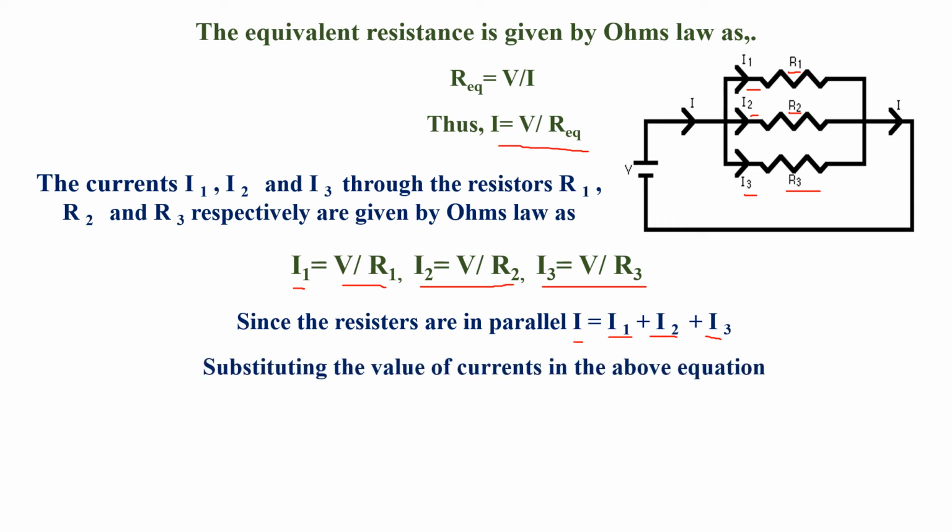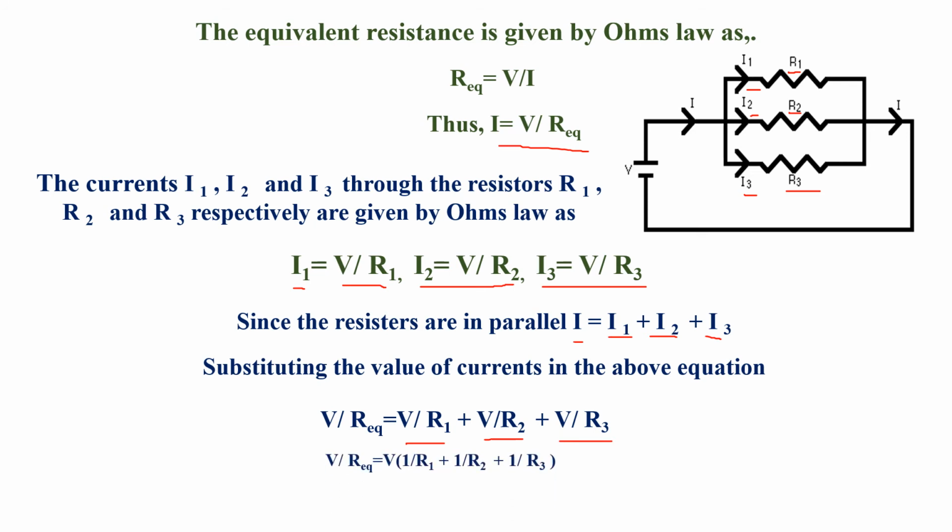And substituting the value of currents in the above equation, V by Req, here I is equal to V by Req, right, Nana. So, V by Req is equal to V by R1 plus V by R2 plus V by R3. Okay. And here V is common, V is constant. So, taking V common, we write V into 1 by R1 plus 1 by R2 plus 1 by R3.